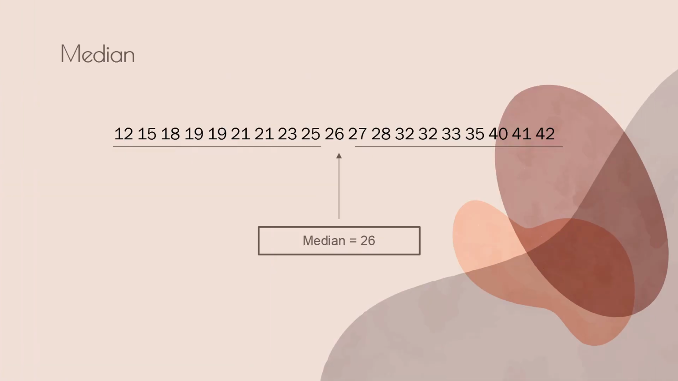like so. In this case, there was one number deleted, and so you have an equal number of observations on your left and on your right, and you simply have to take the center observation, which in this case is 26.